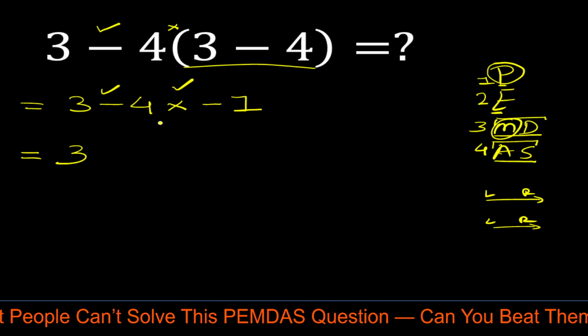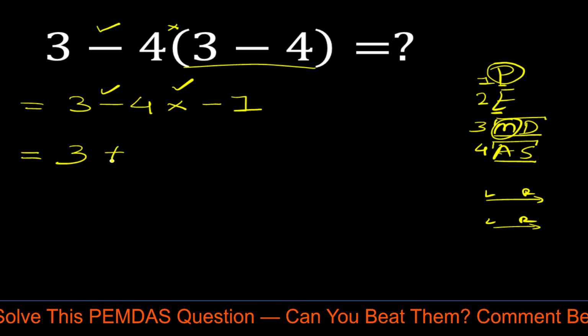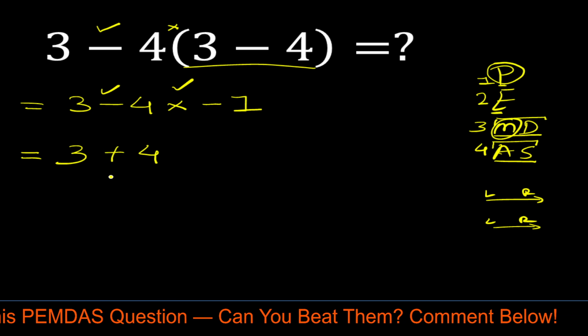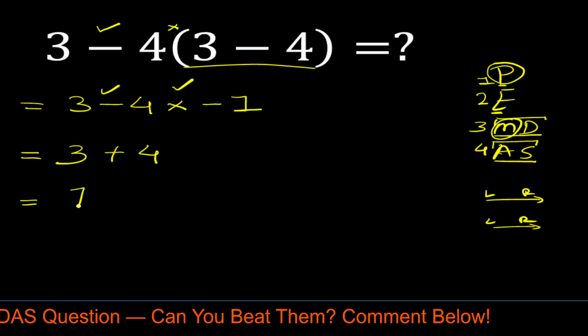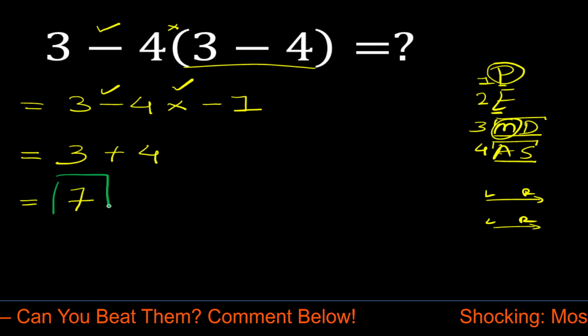So now 3, now solve this multiplication. Minus 4 times minus 1 is equal to plus 4. So 3 plus 4 is equal to 7, right? So the correct answer is 7.